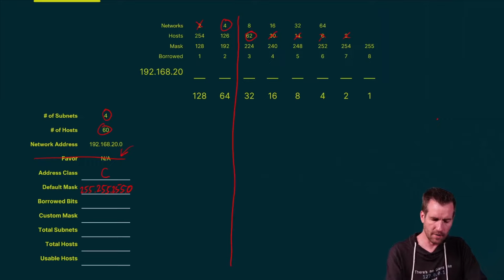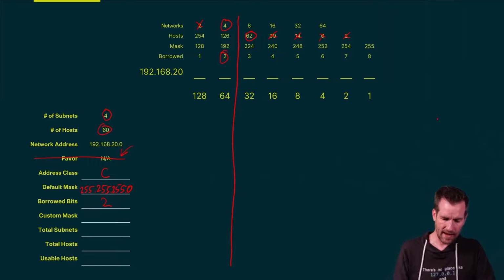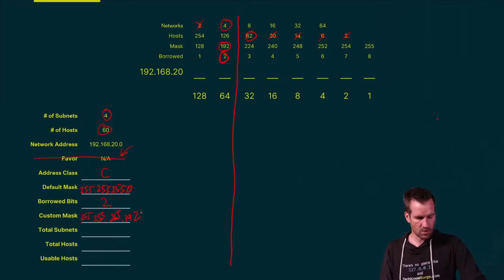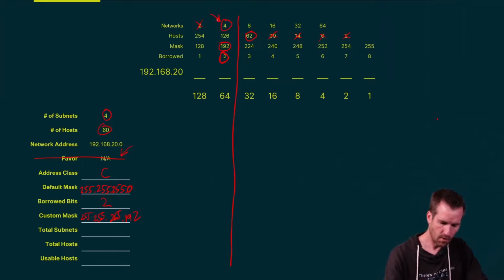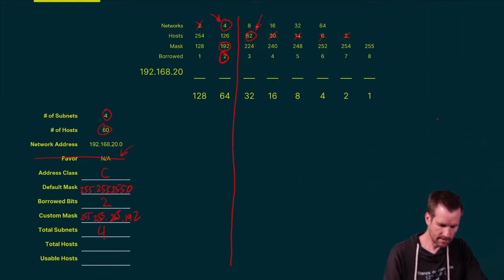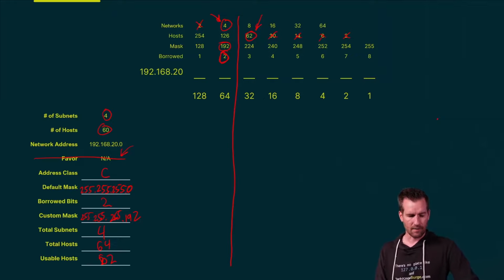So number of borrowed bits. Well, this tells us there's 2 borrowed bits. What is the custom subnet mask with that? Well, 2 borrowed bits gives us 192. So 255.255.255.192 is the answer for that. Total number of subnets, we have 4 there. So just enough. Total number of hosts, we've got 62. Well, 64, but there's 62 usable hosts. So 62 usable hosts. All right.